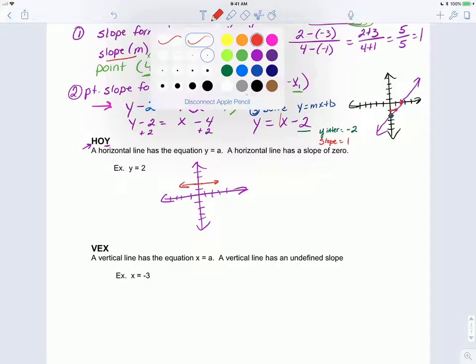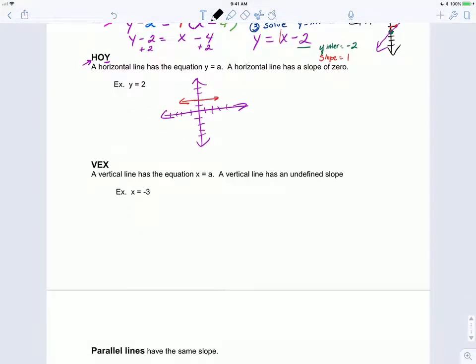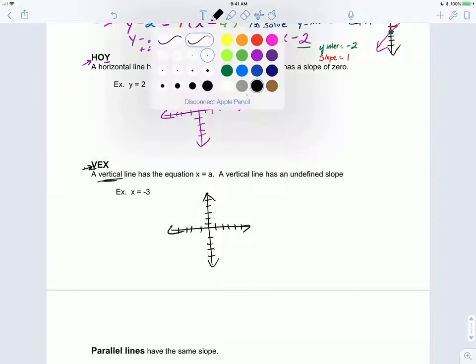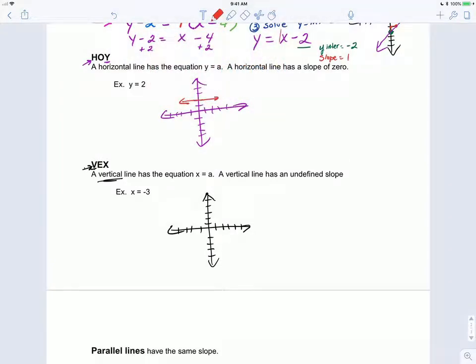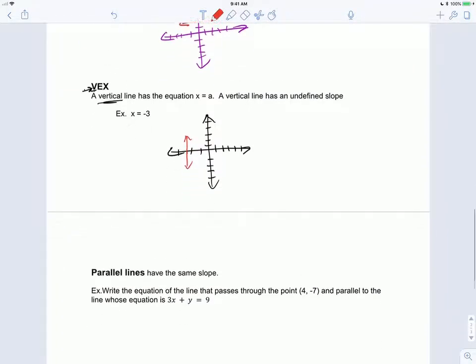And if it's a vex, we say x is equal to some number. We call it a vex because it's a vertical line at x is equal to some number. So verticals run up and down, and it tells you where x is at, -3. So there's the graph for that line or that equation.